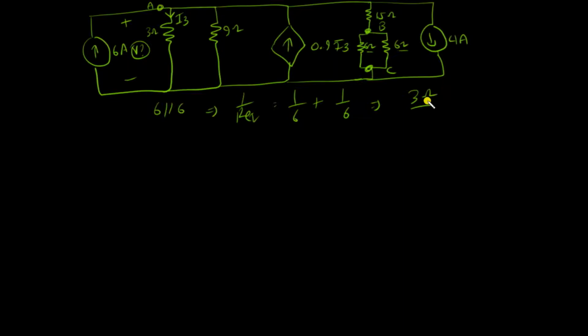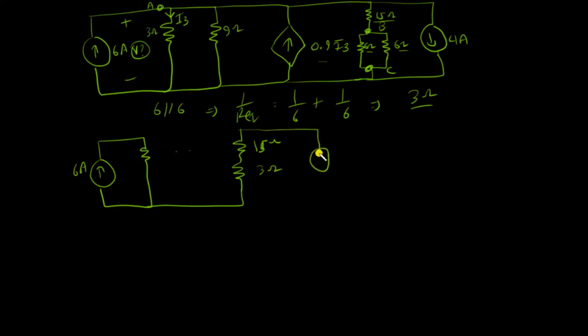Now, the second thing to do is draw the new circuit. This is the same, but here there is the 15 ohm resistance, and then there is our new 3 ohm resistance. I skipped this entire portion because it is the same as before. I can see that these two are in series now because this is a node and it has only two resistances connected. So we can combine them, and the new resistance is 18 ohms.